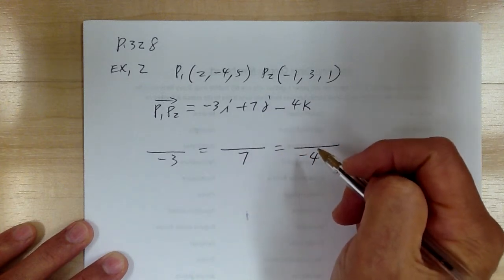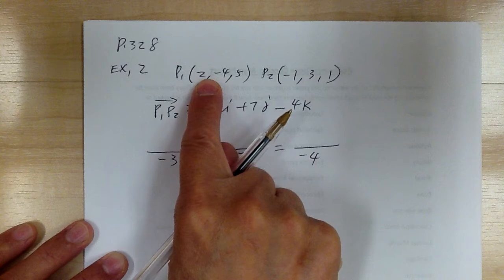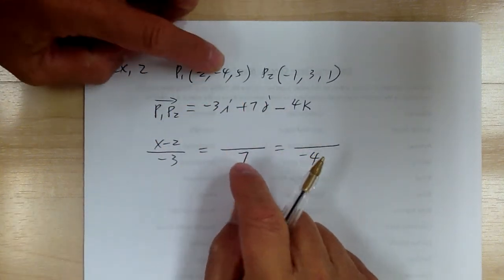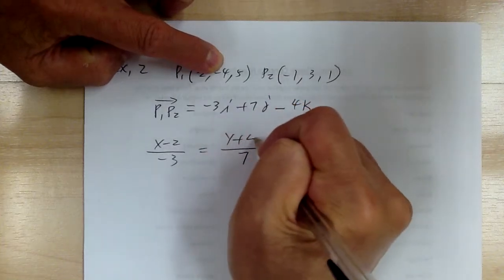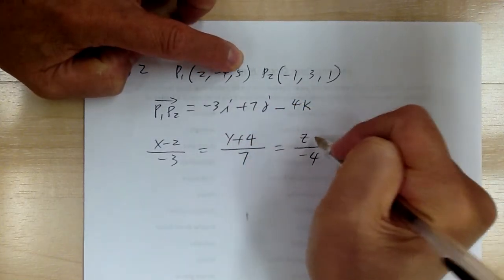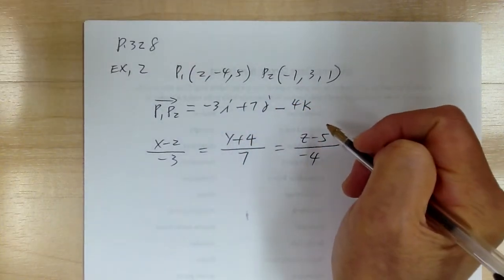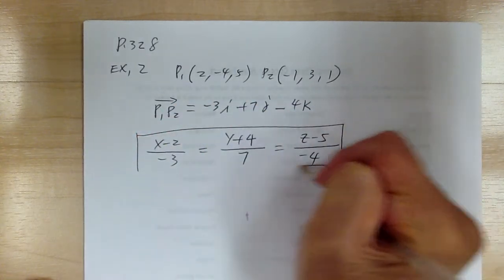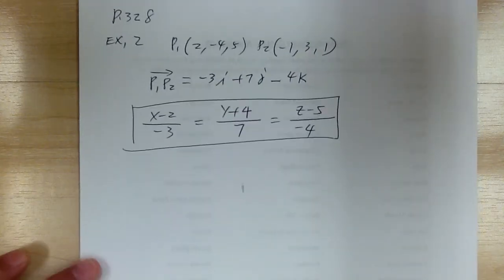And you want to go through one of the points. So we're going to use this point. From here, you're going to get x minus 2, then y plus 4, and you're going to get z minus 5. So this would be your symmetric equation. And that's it.